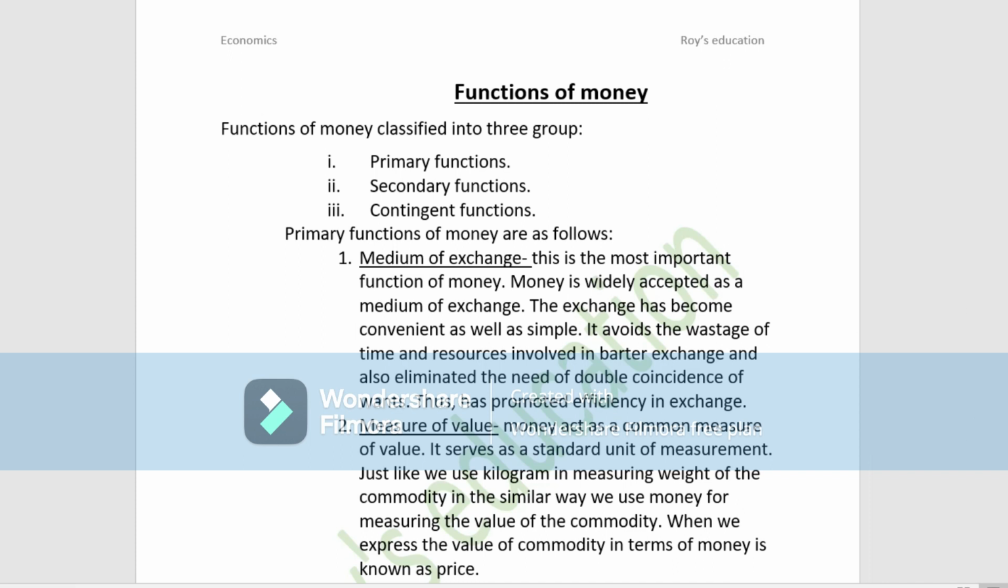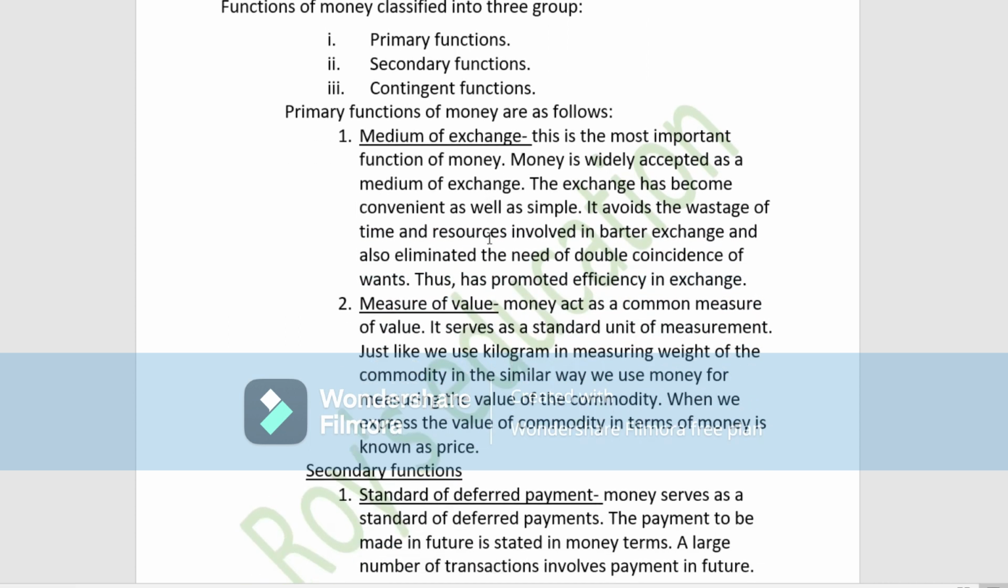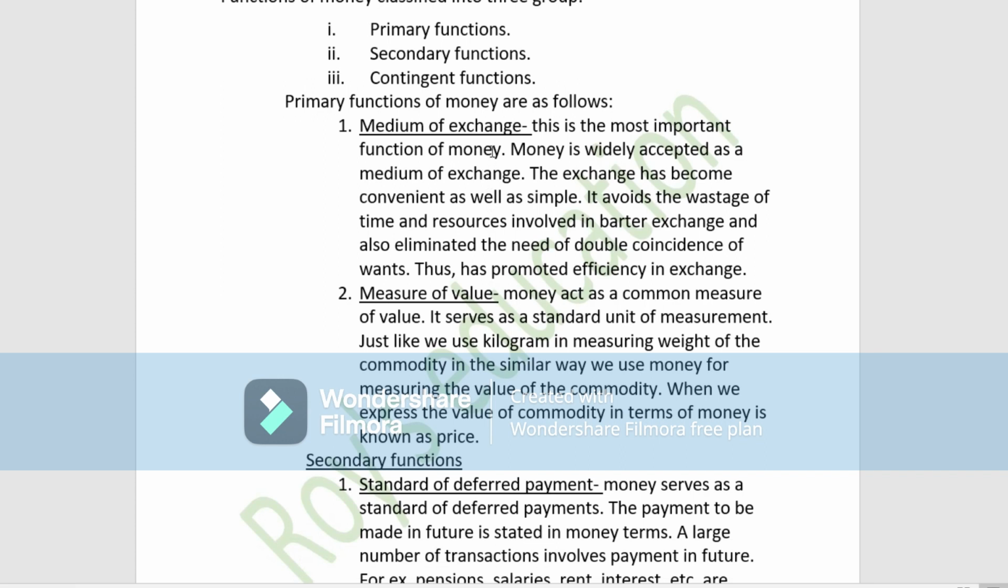Now, the functions of money are classified into three groups. What are the groups? Primary function, secondary function and contingent function. Today in this class, we are going to discuss only the primary and the secondary functions, and in the next class, we are going to discuss the contingent function. Okay, first you see the primary functions. The primary functions are as follows. First is a medium of exchange and second is a measure of value.